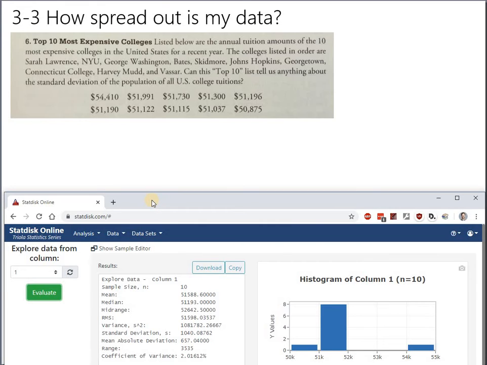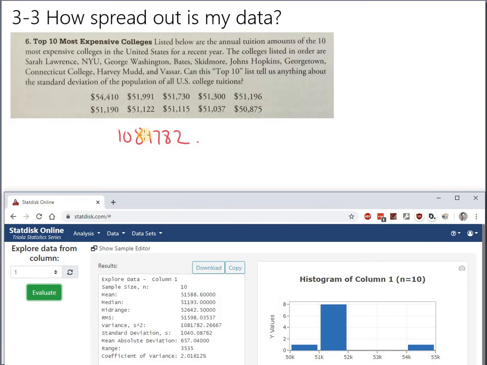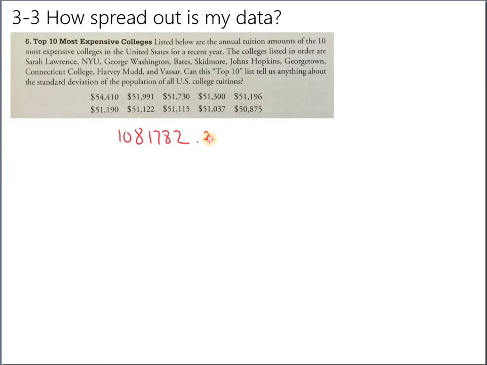Let's start with the variance, which is 108.1782 point something. 0.27. Just round to the nearest cent since this is dollars. Although with variance, keep in mind how we got variance. Because these are squared numbers, the units are this weird unit of dollars squared. And that's variance.